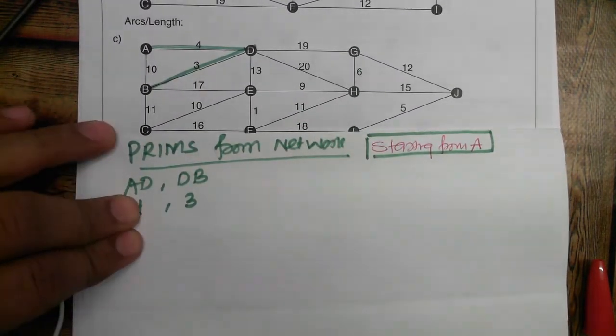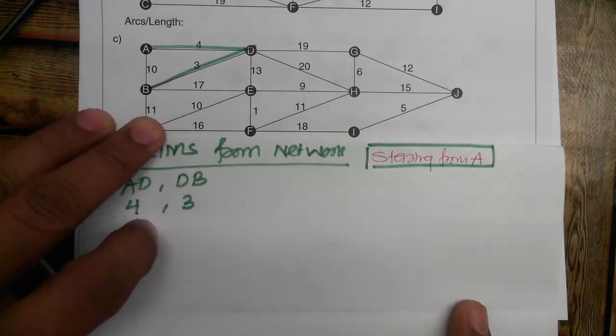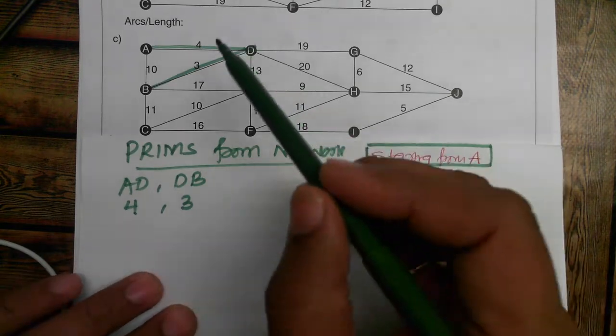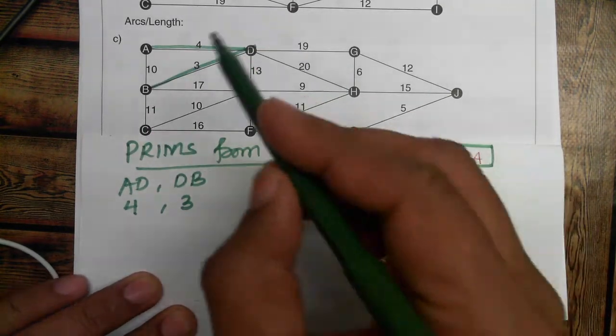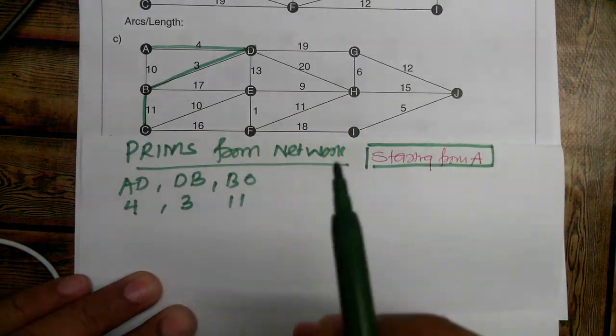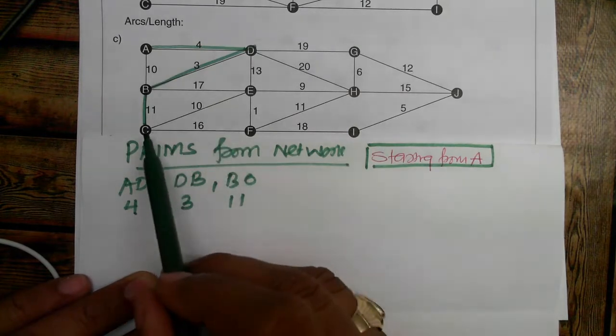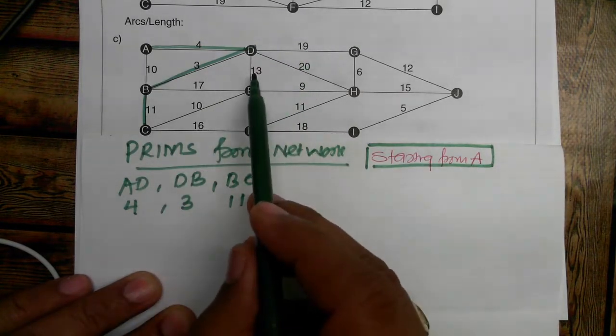Okay, so now what are we going to do here? We're going to be looking for the smallest one from there, guys, and this will be B is 11 and that's 13. That's right, so it will be BC, 11. Now looking at these 4 vertices, from C we got 10 and 16, and from D we got 19, 20 and 13 still. So I think it's 10 again. We're going to go from 10.